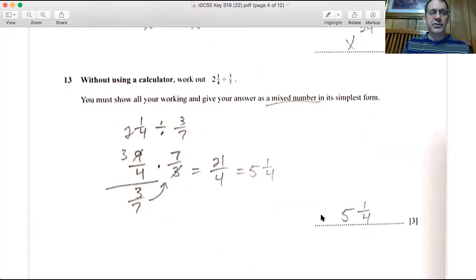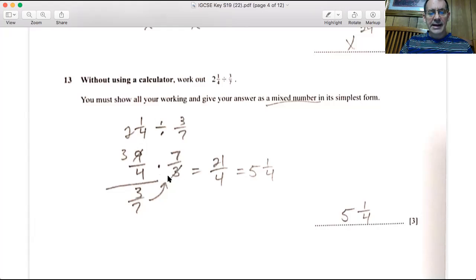Number 13, without using a calculator, work out 2 1/4 divided by 3/7. So here I wrote it down, 2 1/4 divided by 3/7. So change our mixed number into an improper fraction. 2 times 4 plus 1 is 9 over 4. And then I changed the division sign into a horizontal bar and put the 3/7 down in the denominator. So this creates a complex fraction. And when you divide by a fraction, you invert and multiply. So we're going to multiply by 7/3.